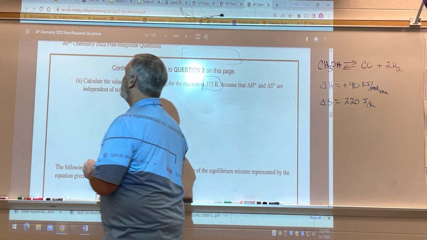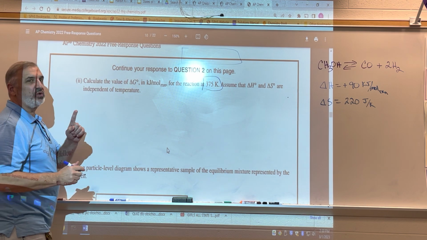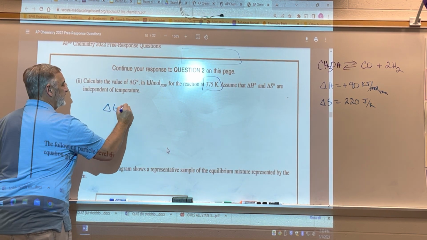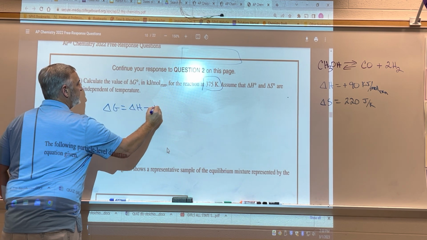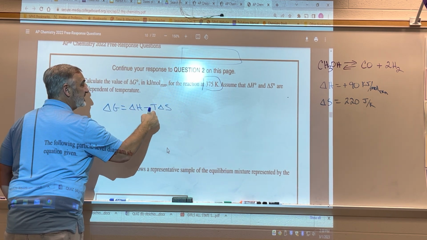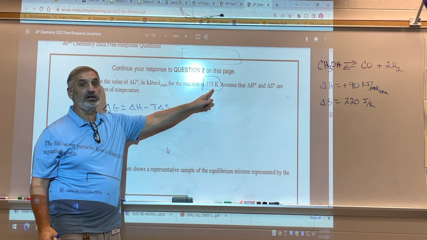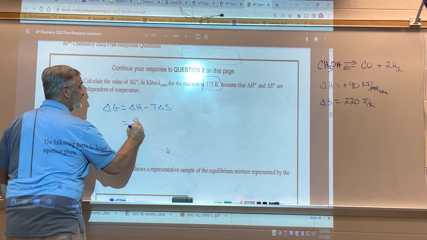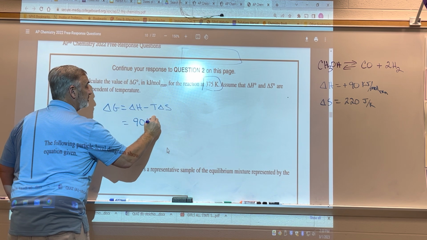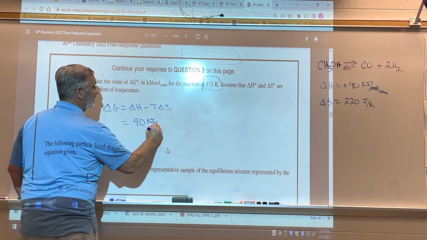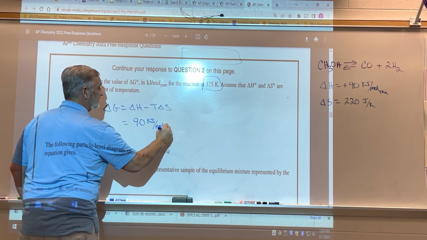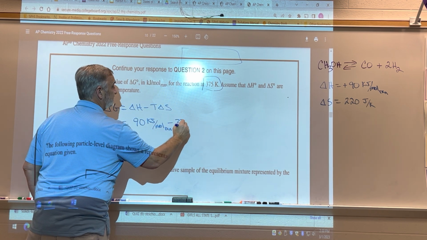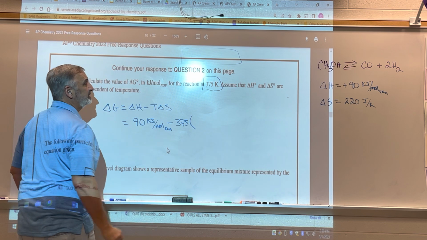All right, there's really only one trick, one thing you've got to pay attention to on this. Delta G is going to equal delta H minus T delta S. Because it's just T, it always has to be Kelvin, but it's given in Kelvin. So delta H is 90 kilojoules per mole reaction minus 375 K times, what do we have to do to the 220?